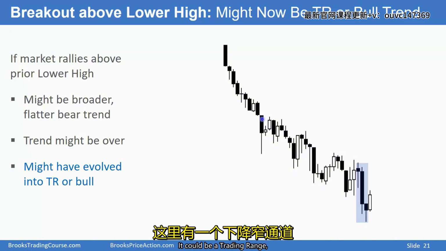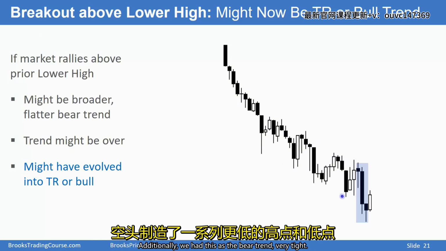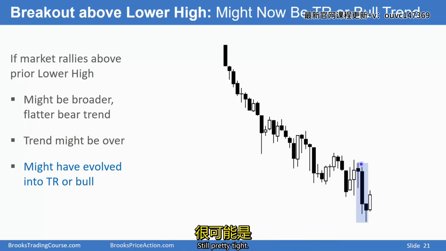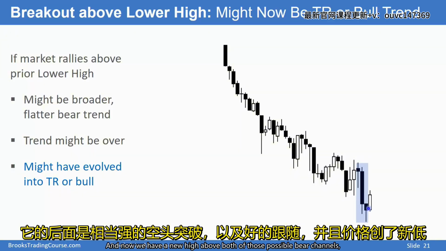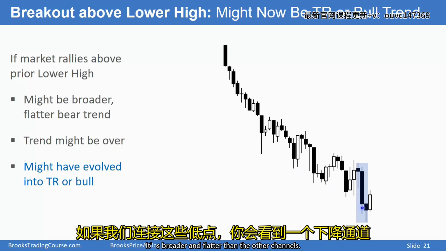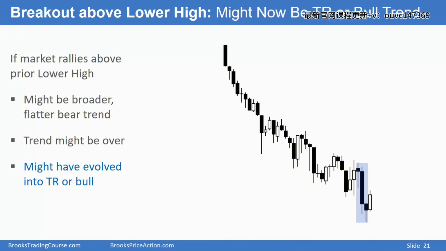Here we got a bear microchannel, so it's a breakout on a higher time frame chart. And we have a series of lower highs and lower lows. Is this a major lower high? Probably is. Had a pretty strong bear breakout and follow through. And it made a new low. And then also we're trying to get a bear breakout below a bear channel. So if you connect these lows, that would create a bear channel. And here we're trying to break below it. That's not a good thing.